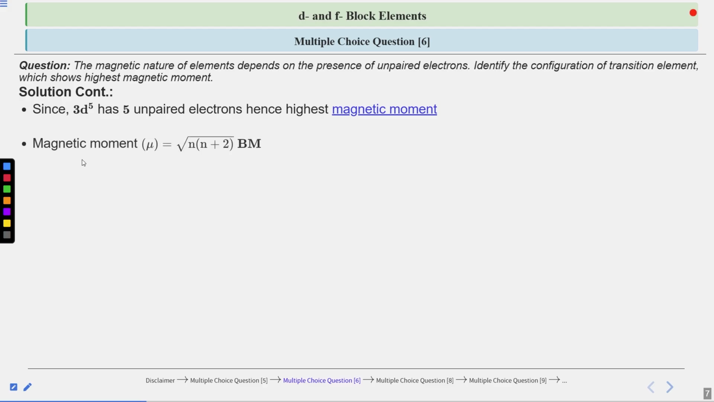Now, if you want to find out the value exactly, the magnetic moment is described as mu. Mu is equal to under root n times n plus 2, where n is the number of unpaired electrons, in Bohr magneton units. This is the formula for measuring the magnetic moment. Now you just have to put the value of n, the unpaired electrons, which is 5, right? For 3d5, n is 5.